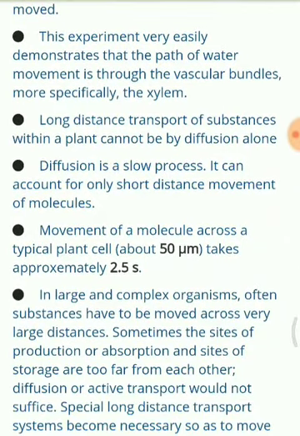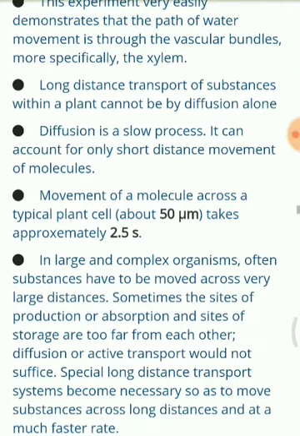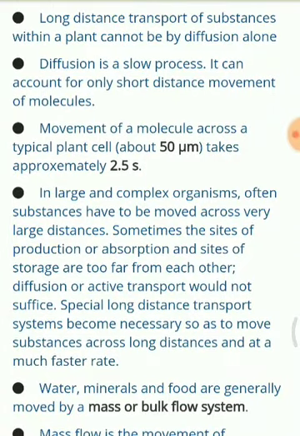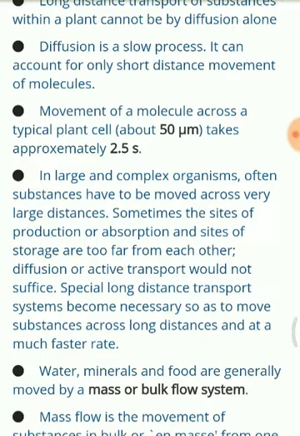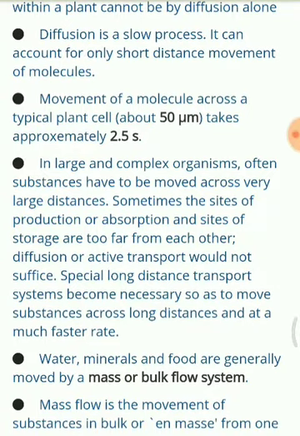Long distance transport of substances within a plant cannot be by diffusion alone. Diffusion is a slow process. It can occur only for short distance movement of molecules. Movement of a molecule across a typical plant cell, about 50 micrometers, takes approximately 2.5 seconds. In large and complex organisms, often substances have to be moved across very large distances. Sometimes the sites of production or absorption and the sites of storage are too far from each other. Diffusion or active transport would not suffice, so a special long distance transport system is necessary to move substances across long distances and at a much faster rate.